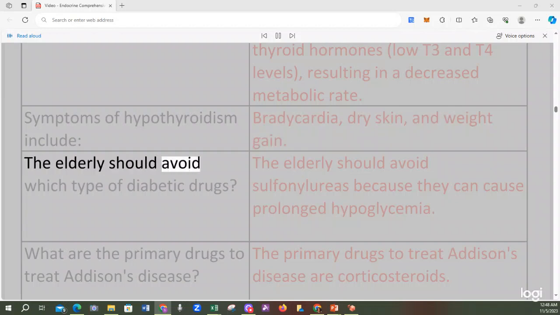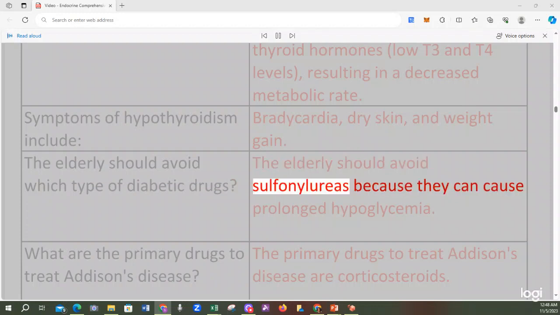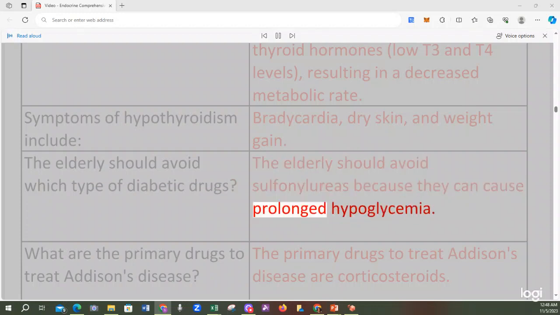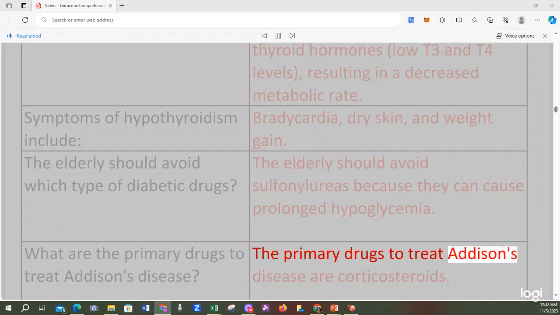The elderly should avoid which type of diabetic drugs? The elderly should avoid sulfonylureas because they can cause prolonged hypoglycemia. What are the primary drugs to treat Addison's disease? The primary drugs to treat Addison's disease are corticosteroids.